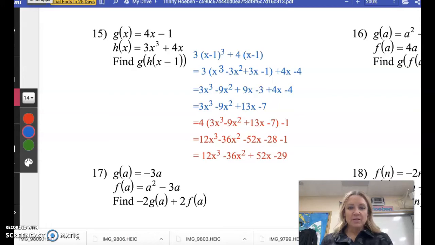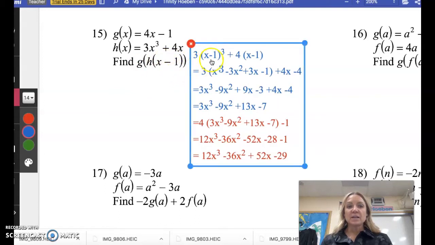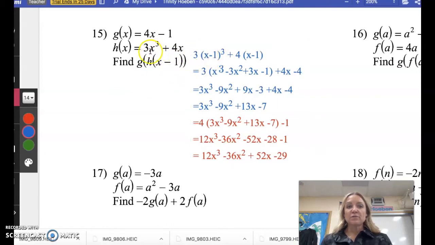This is pre-calculus assignment number 21, number 15. So we're going to take this x minus 1 and plug it into the h function first to get an answer, whatever that answer is. Then we're going to plug it into the g function and simplify. Okay, so first thing, take the x minus 1 right here, plug it in for this x.